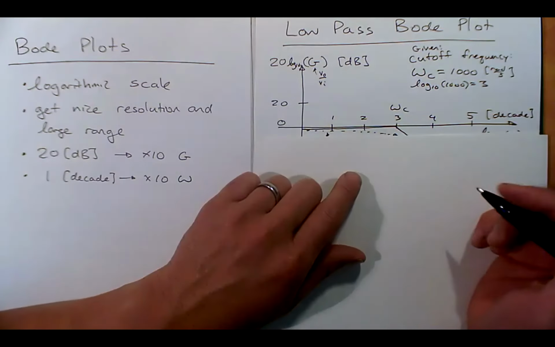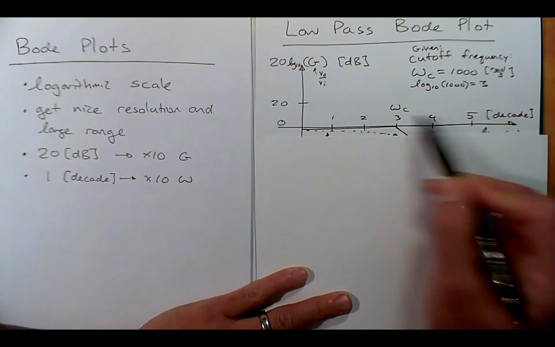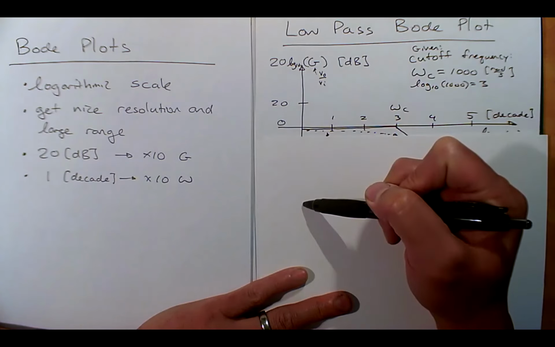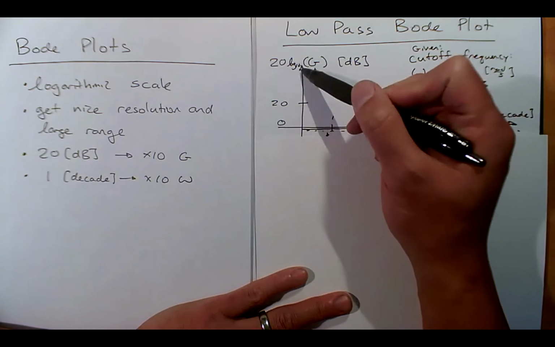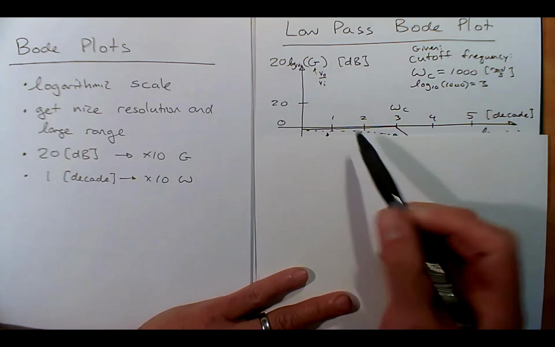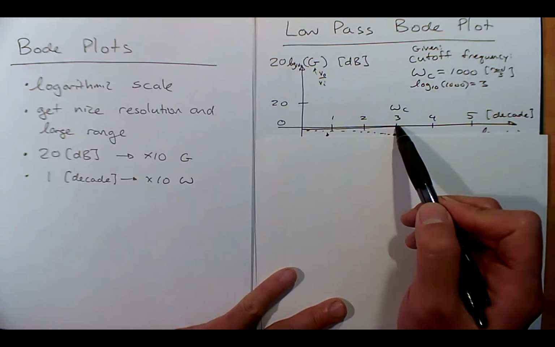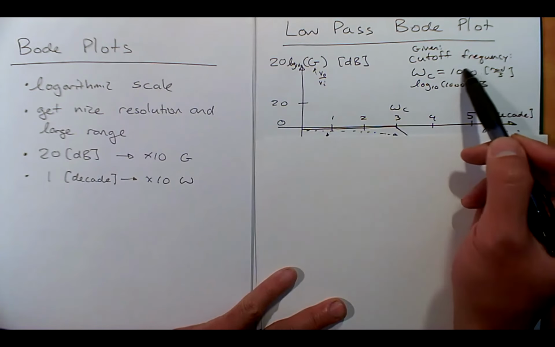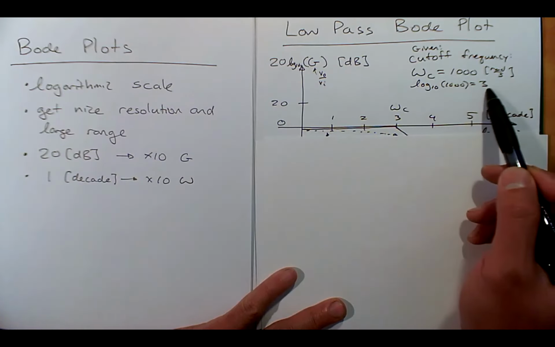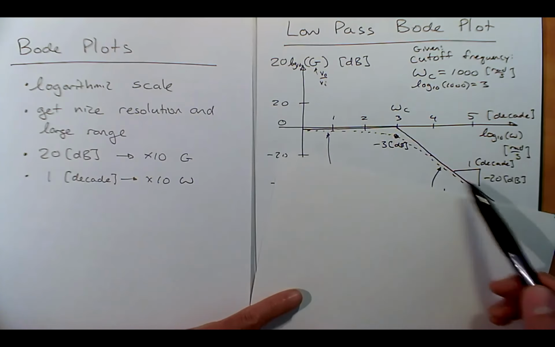At the low frequency, what do we have here? Let's make sure we're on the same page. On the x-axis, I have log base 10 of omega. On the y-axis, I have my dB scale, 20 log base 10 of G: 0, 20, 40, minus 20, minus 40. And I have 0 dB up to the cutoff frequency. Let's say our cutoff frequency is 1,000 radians per second. The log base 10 of 1,000 is 3, since 10 to the 3 is 1,000. After that, it starts to fall off.